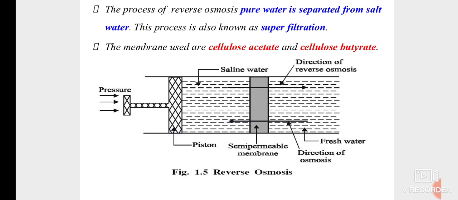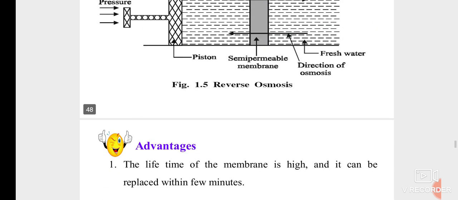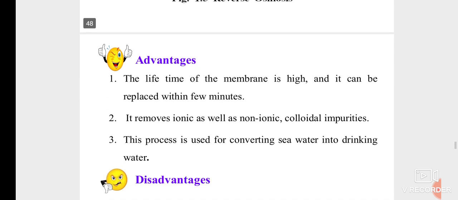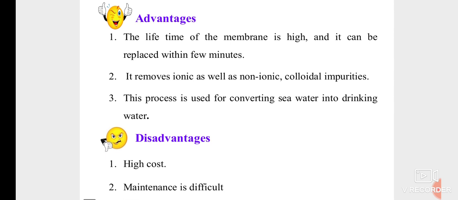The most commonly used semi-permeable membranes are cellulose acetate and cellulose butyrate. That is the example for a semi-permeable membrane. Okay. Once again I repeat the process of reverse osmosis.